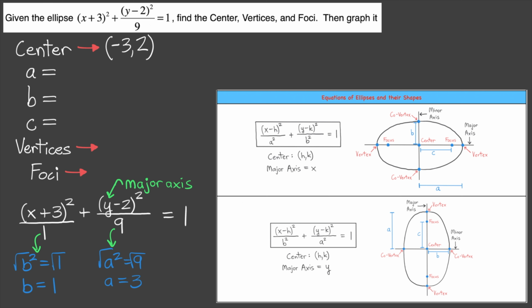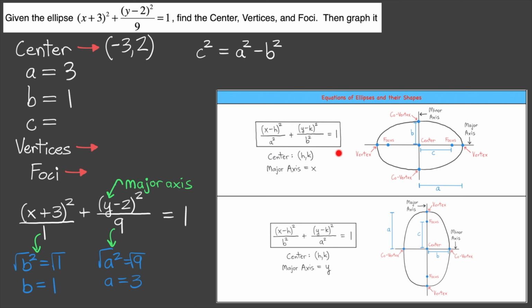All right. So there we go. We have our b value and our a value. So I'm going to go ahead and write those up here. So a is 3 and b is 1. Okay, now how do we find c? So c, remember, is the distance from the center to each focus. So how do we find c? Well, the equation we're going to use is c squared equals a squared minus b squared.